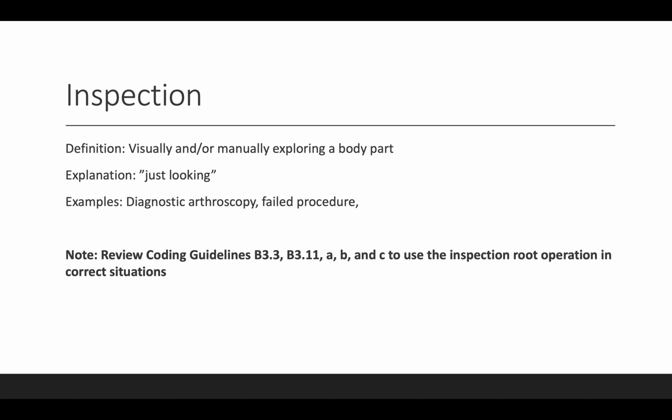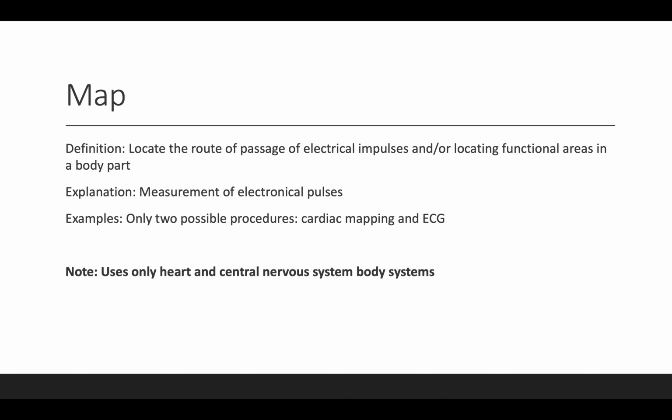Inspection, root operation. Definition: visually or manually exploring a body part. The explanation is just looking, not touching. For example, a diagnostic arthroscopy, and this is also used for a failed procedure. For more information on that, please review coding guidelines B3.3, B3.11, A, B, and C to use the inspection root operation in the correct situations.